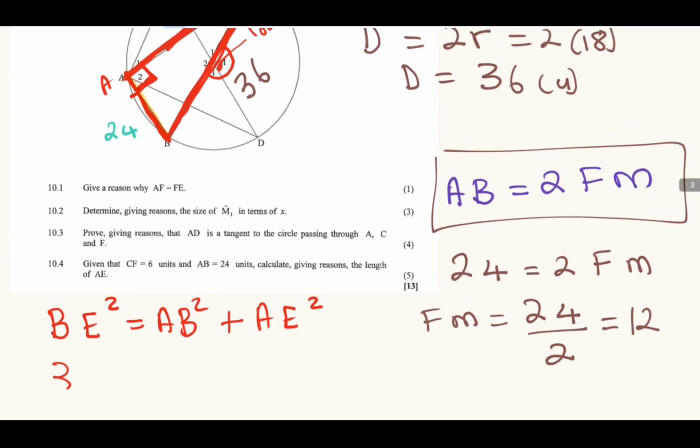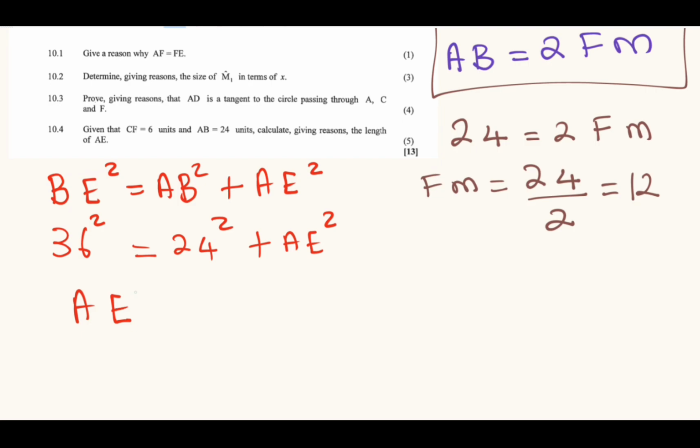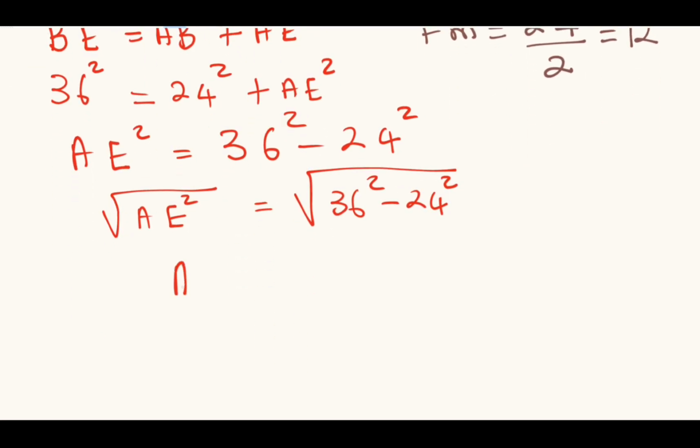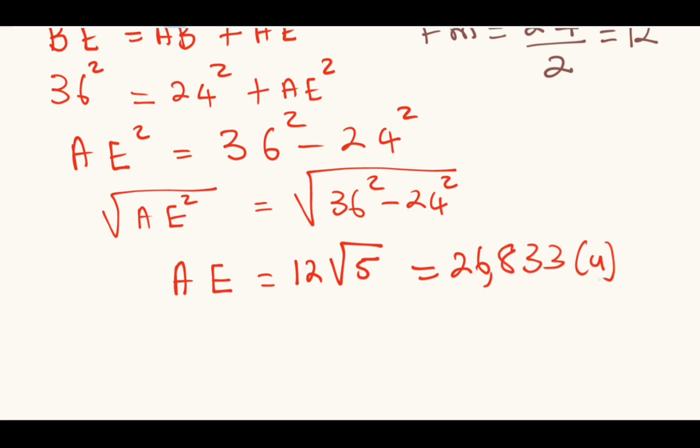So BE is equal to 36, but it's squared. AB is equal to 24. It's also squared, and we are looking for AE. We make AE the subject of the formula. So this will be equal to 36 squared minus 24 squared. We introduce the square root on both sides of the equation. The square root and the square will cancel out each other such that AE will be equal to the square root of 36 squared minus 24 squared. This will be equal to 12 times the square root of 5, and this will then be equal to 26.833 units as our AE.